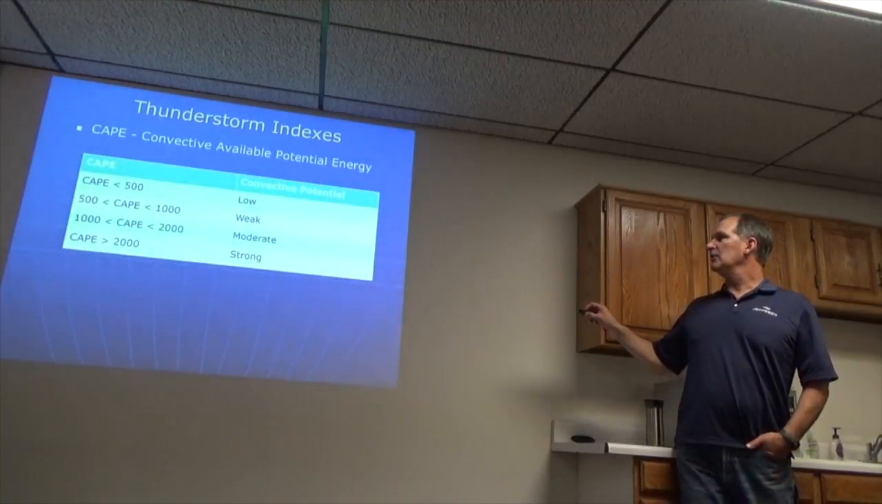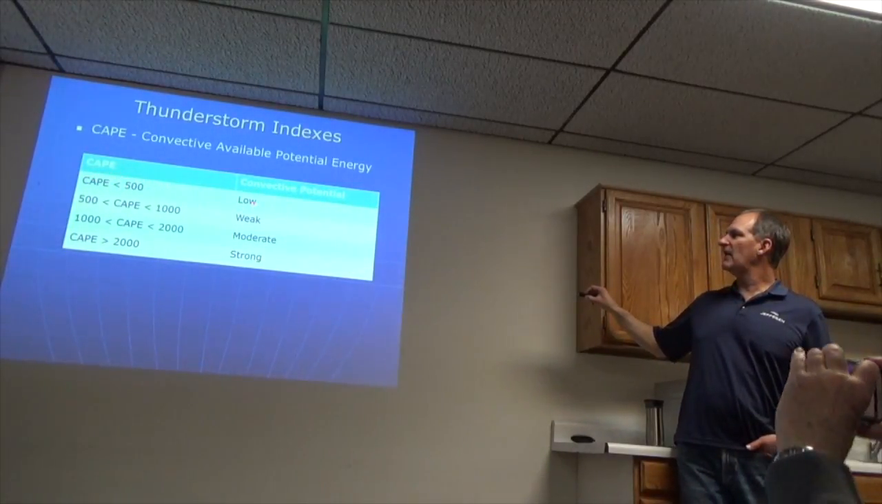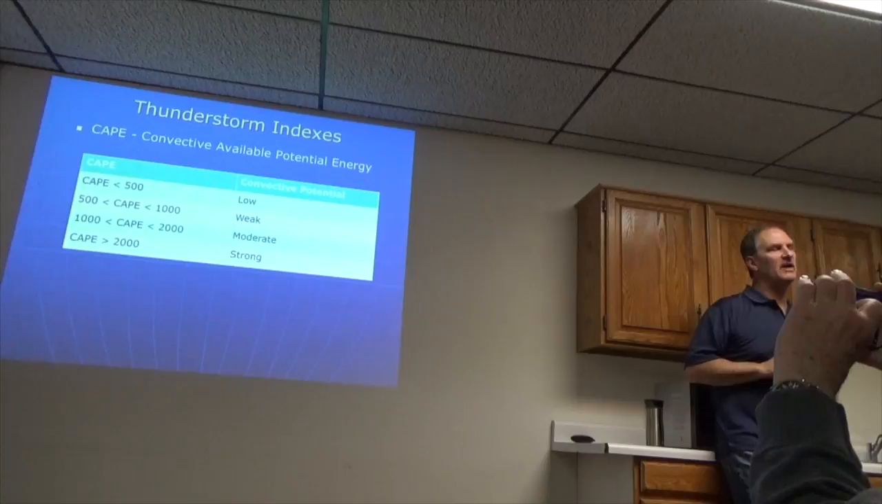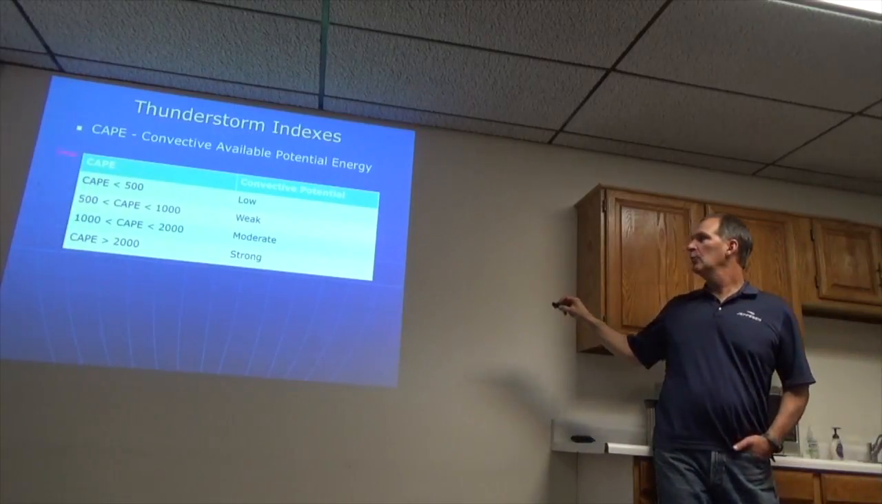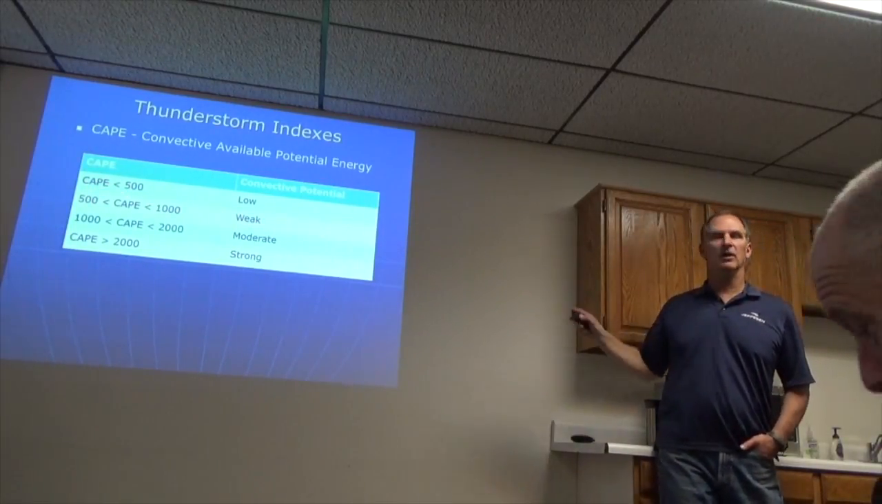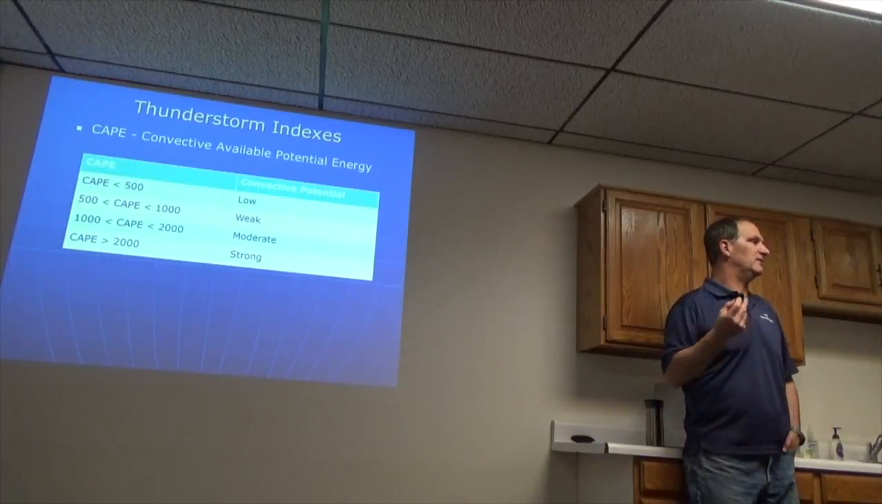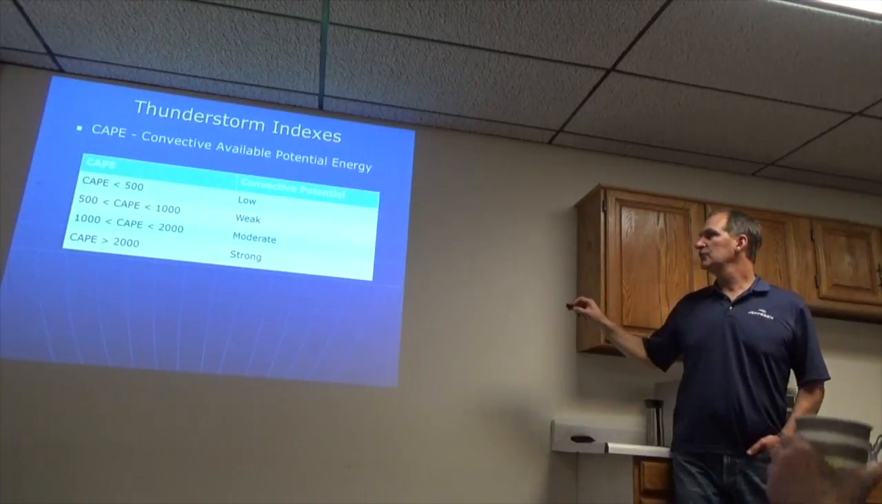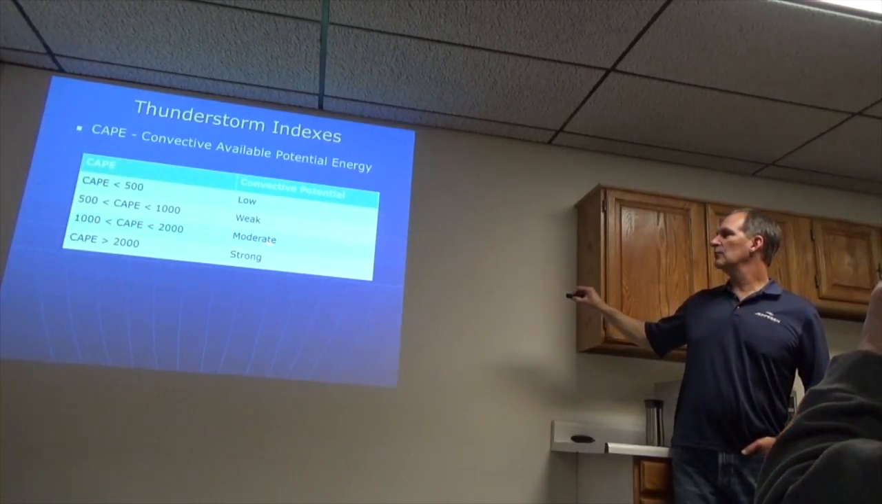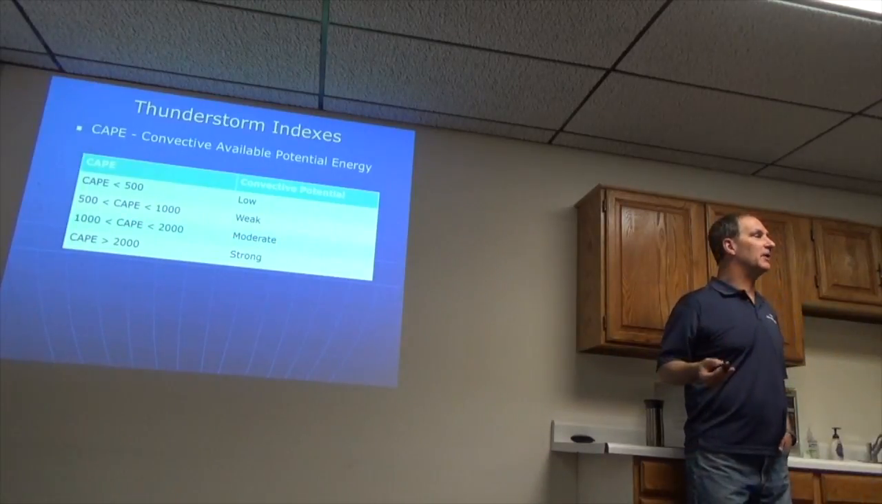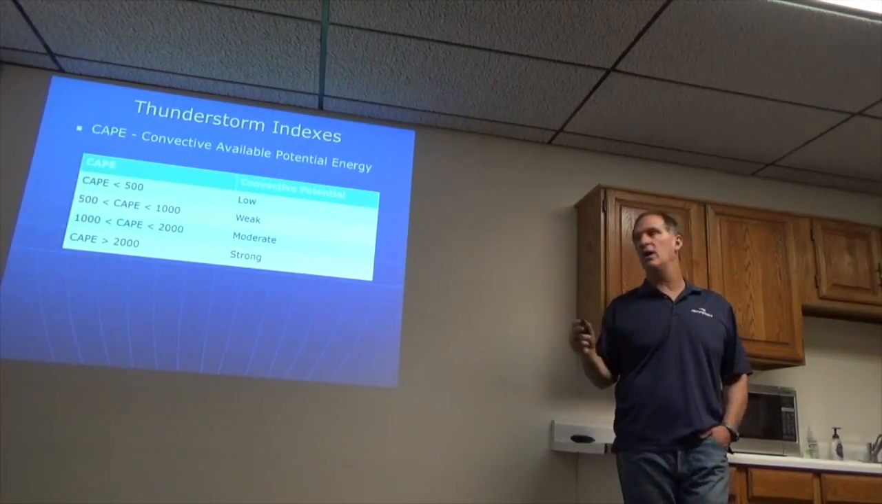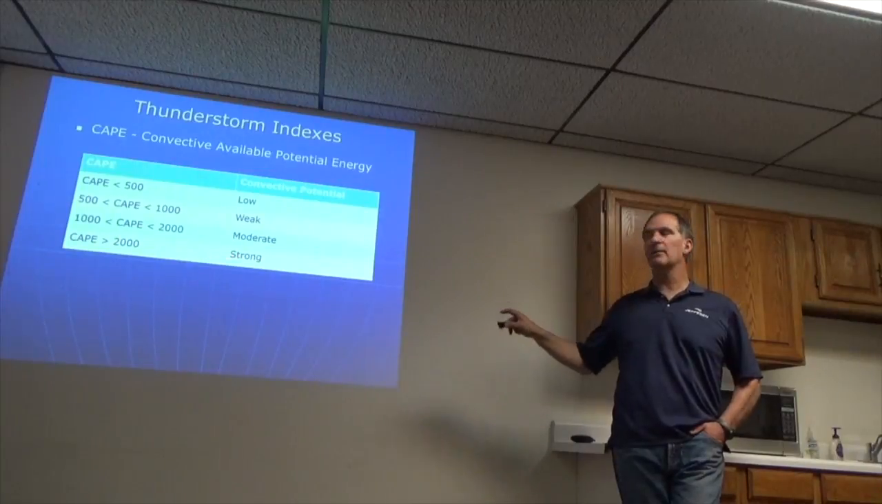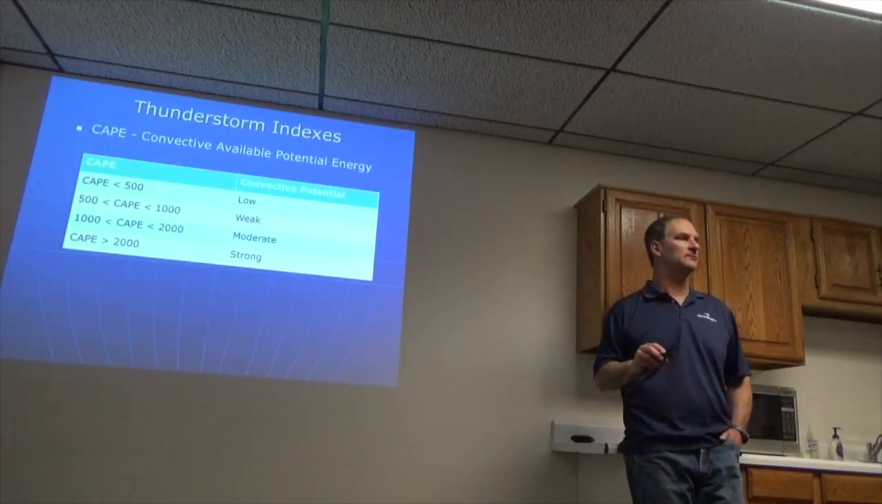So our CAPE values, again, if it's less than 500, your potential for convection is pretty low. We get above 500, here in Colorado, we can get some pretty good convection if we have CAPE over 500 to 1,000. If we're in 1,000 to 2,000, we're in the severe thunderstorm risk here in Colorado. And over 2,000, you got a pretty good chance of tornadoes here in Colorado.